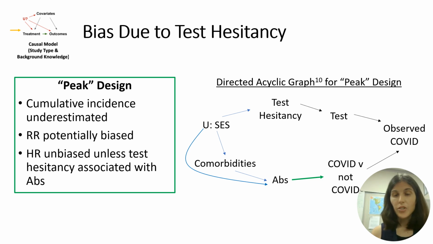This is the kind of relationship that we're worried about that will cause bias for not only our cumulative incidence estimates, but also our relative risk and our hazard ratio estimates. And as always, we need to be concerned about unmeasured confounding, which we might have if socioeconomic status affects who gets COVID, which unfortunately is probably also true.